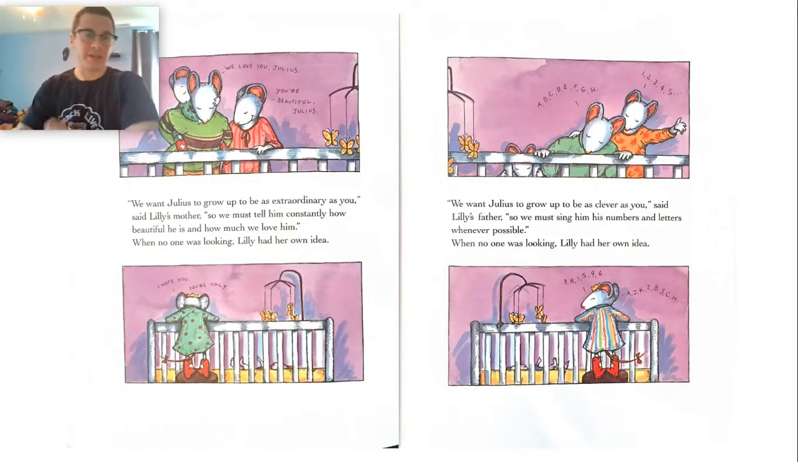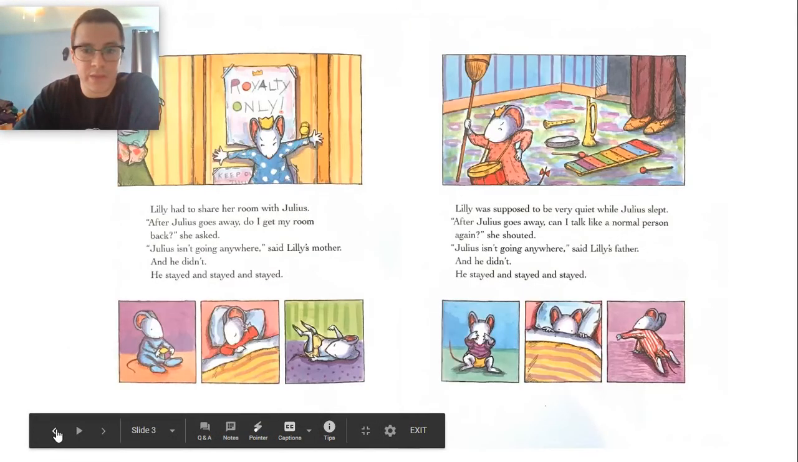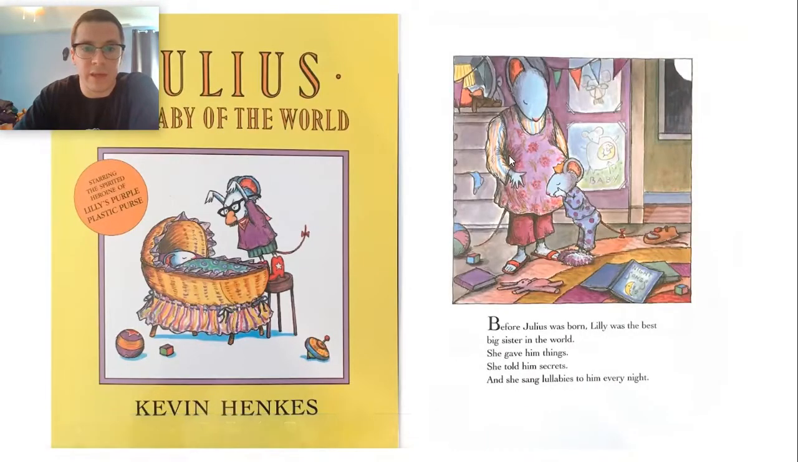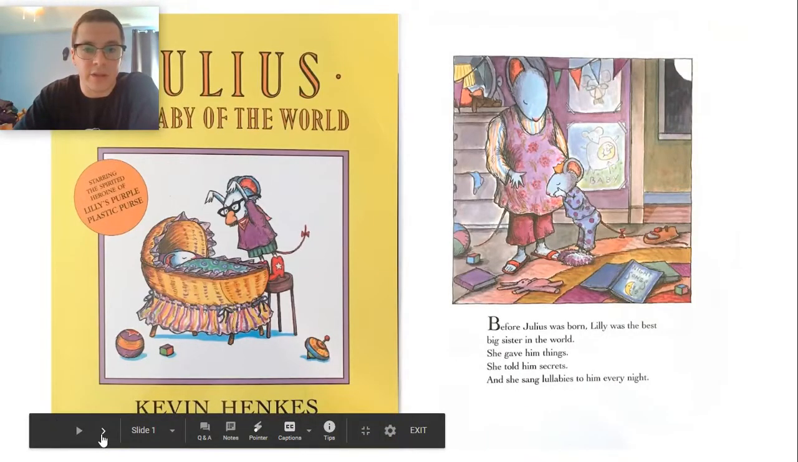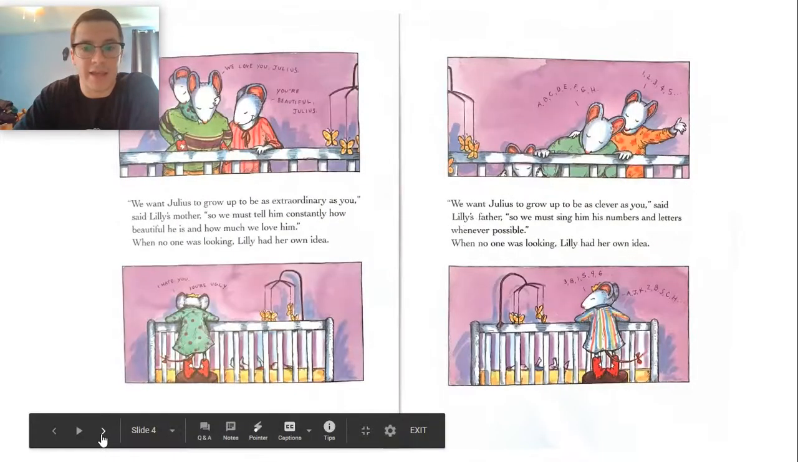And we know this because we see them on almost every page. So we see mom and dad here. Julius is in the crib. Julius is crawling all over. We've got mom and dad here. We've got mom over here. So the other important characters are mom and dad and Julius. So let's keep reading.